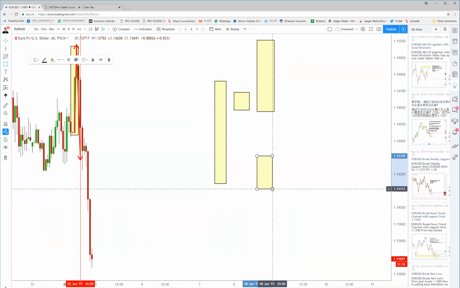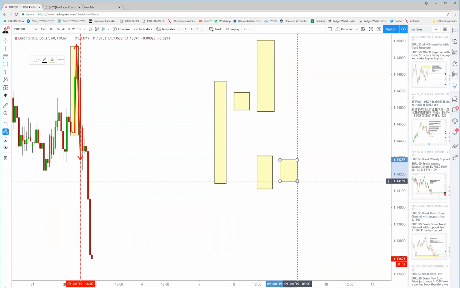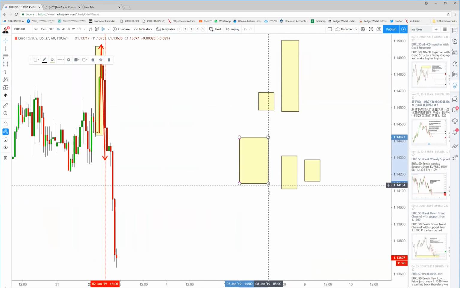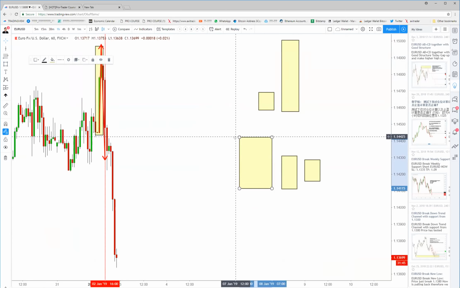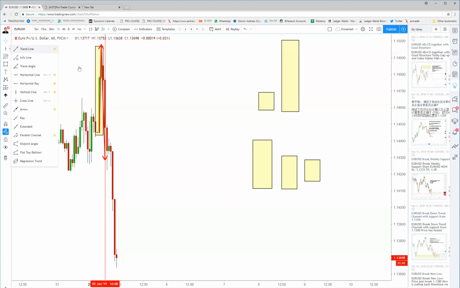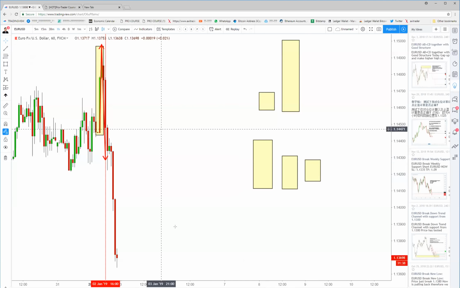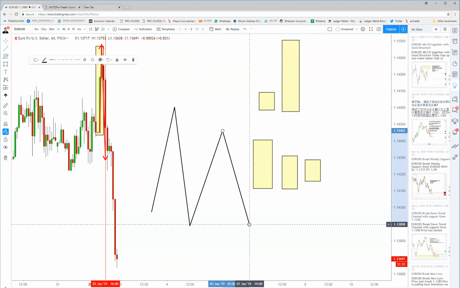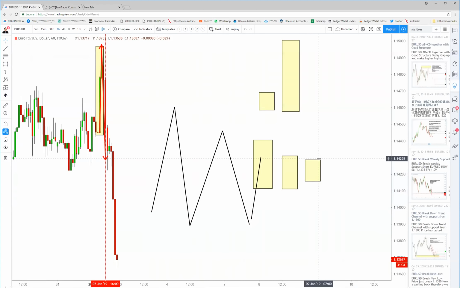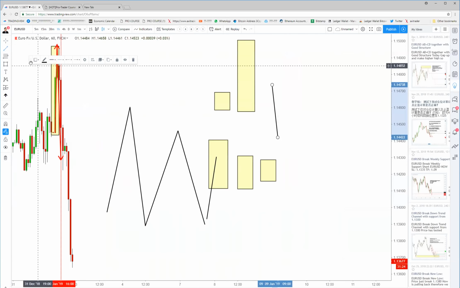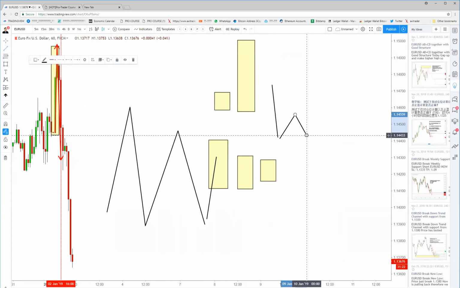But if the mother bar is small and the inside bar is here, and before the mother bar there's also another candle, you don't know, there's no direction. The market moves like this, going up, going down, going up, going down. It's no good. The inside bar you should take is when the market is doing something like this, going down and then sideways.